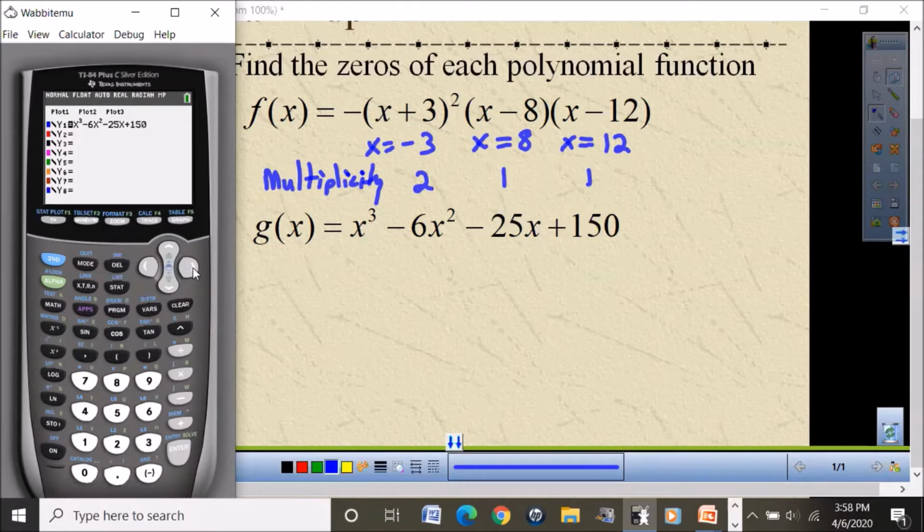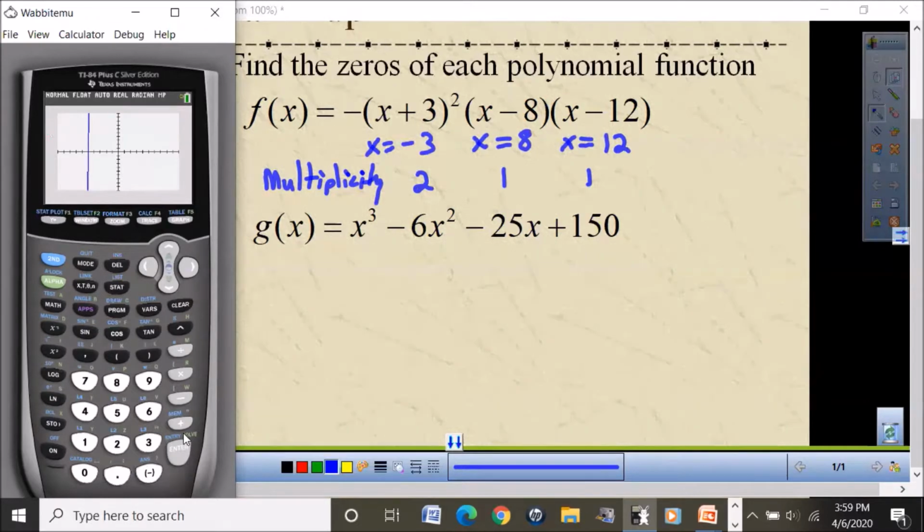The function g of x is not in a factored form, so I'm going to first use a graphing calculator to see what solutions might show up just on a graph. Remember that the zeros of this polynomial are the same as the x-intercepts that I would see on the graph. So I'm going to start with a zoom 6.